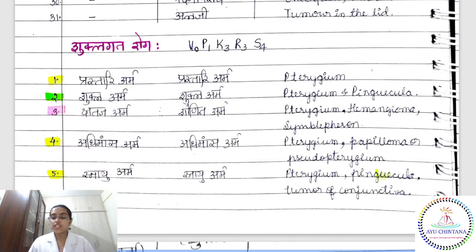Okay. So which are all those? Now we'll be telling which are all those. Okay. Prastari Arma. I'll start from P1, which is the only Pittaja Vyadhi in the Shuklagata Roga. Shuktika.